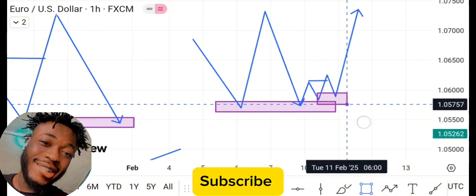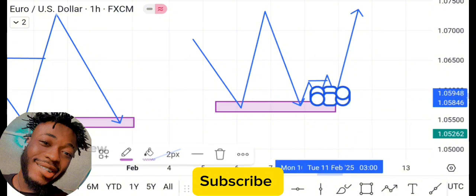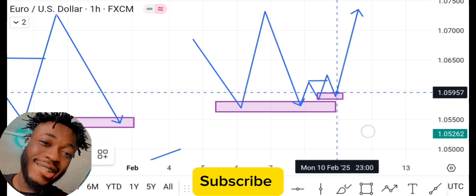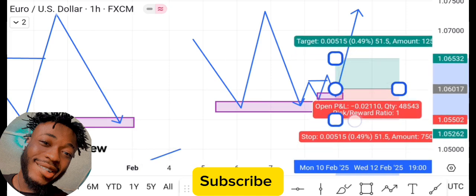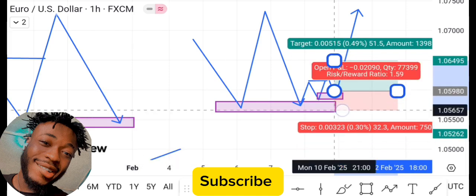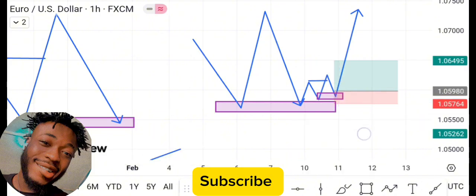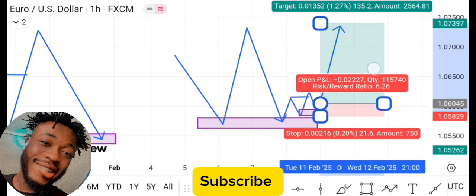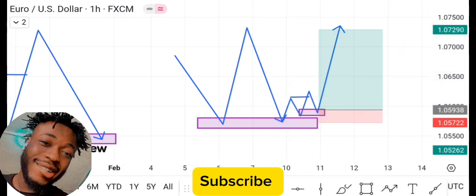Then I mark out another demand zone right here. My stop loss will be below this zone, a bit risky. Then I target that high. So now guys, take note, it's better to wait for a high probability setup than take a low probability setup.